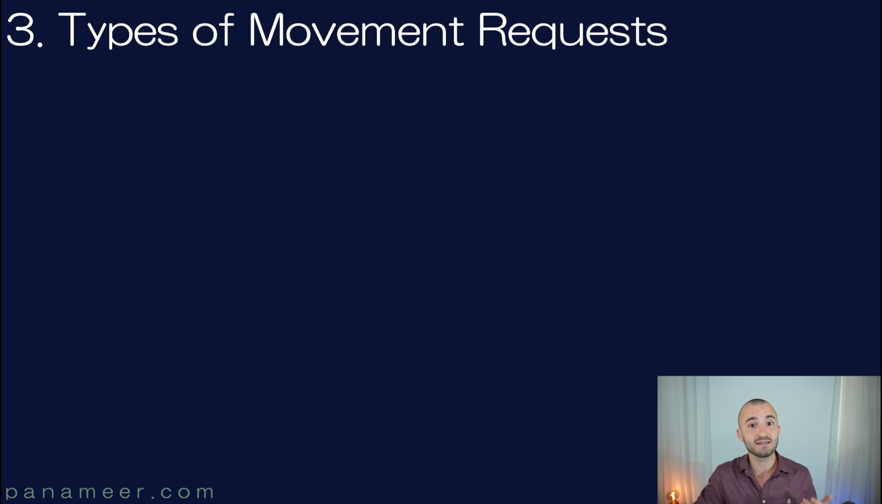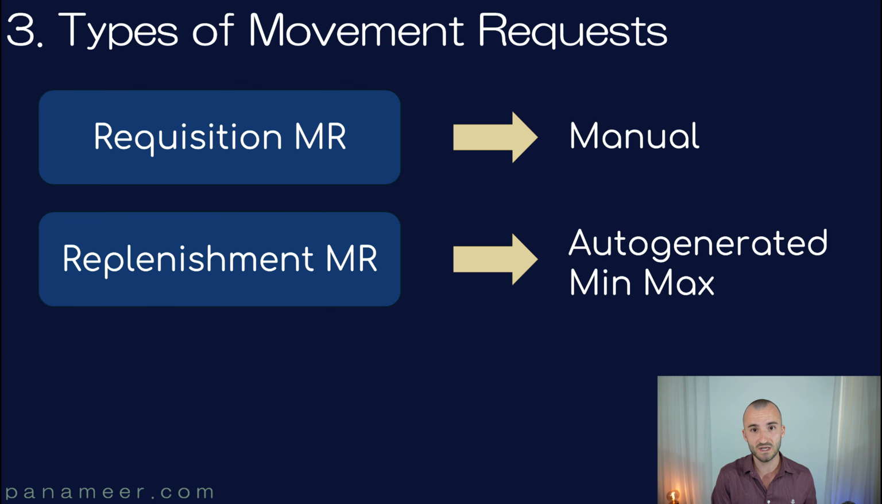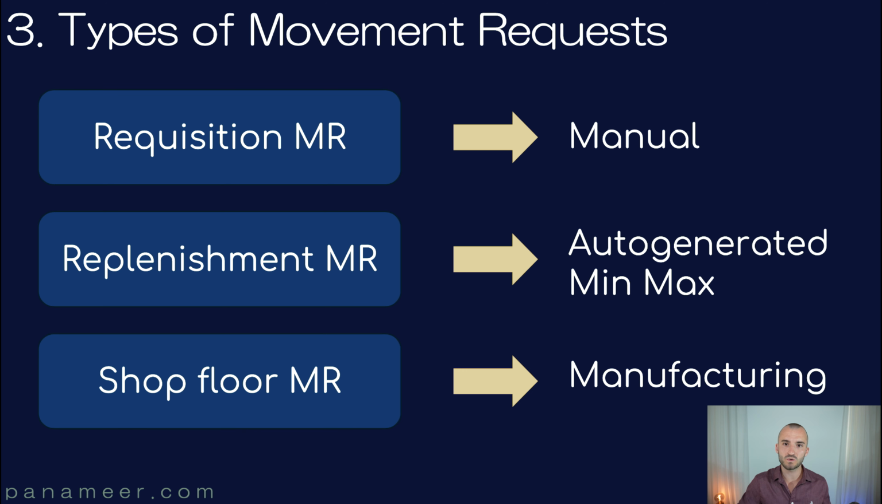So we have 3 types of movement requests. First are requisition movement requests. Requisition movement requests are initiated manually. Then we have replenishment movement requests that are produced automatically by min-max planning. And then we have shop floor movement requests that are initiated by manufacturing.